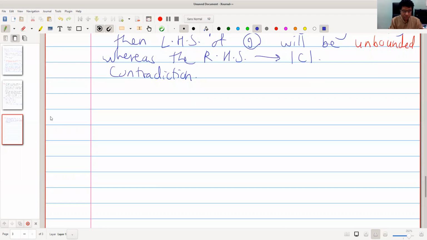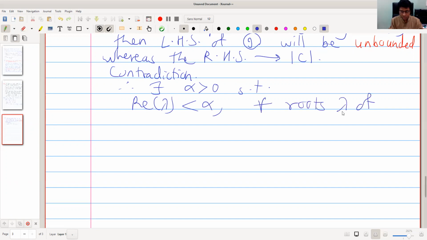Therefore, there exists alpha positive such that the real part of lambda is less than alpha for all roots lambda of the characteristic equation h of lambda equal to 0. Okay, so this proves the first part.